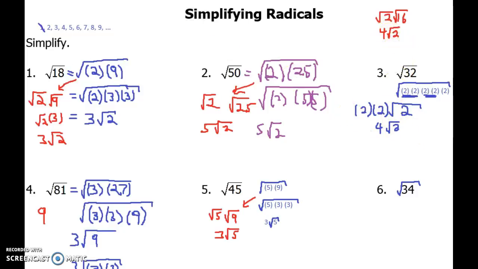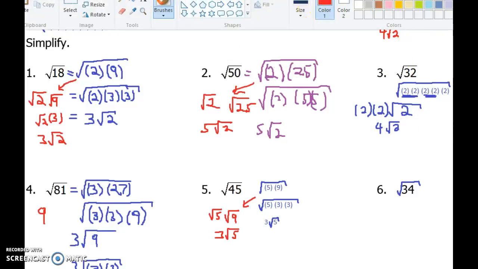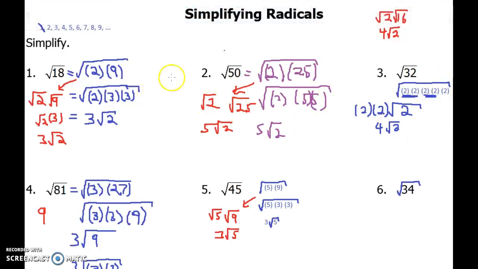Okay. Last one. When you have something like this, your task is to simplify. That's what we're trying to do. So this can be broken up into 2 and 17. And that's as far as you can go with this. Is having 2 of these simpler than having 1 of them? No, it's not. So this one's just going to stay like this as your answer.